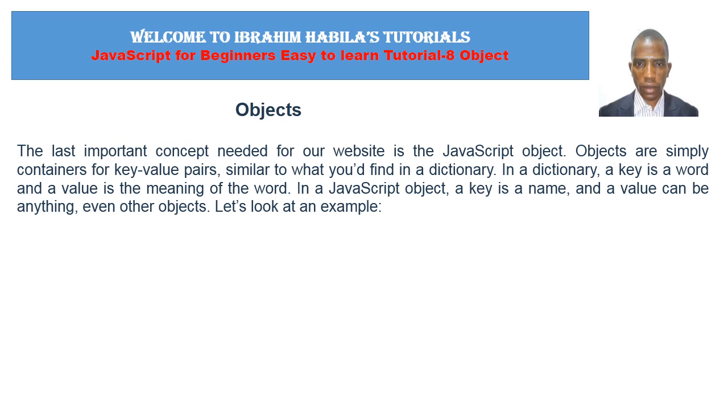In a dictionary, a key is a word and a value is the meaning of the word. In a JavaScript object, a key is a name and a value can be anything, even other objects. Let's look at an example.